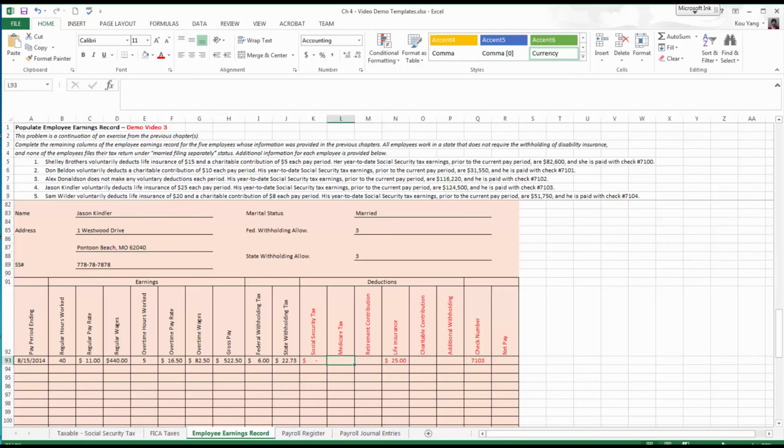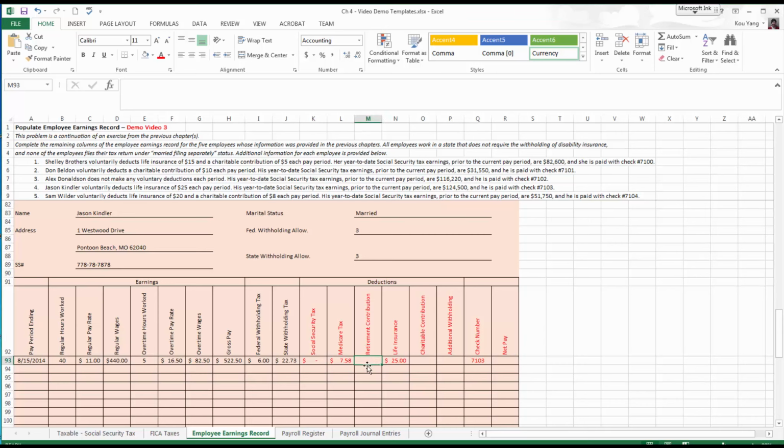Okay. Medicare will still be the same amount. He does not make enough yet to impose the extra tax. So what I'm going to do is take this gross pay times the 1.45%, 2 decimal places, for a Medicare tax of $7.58.